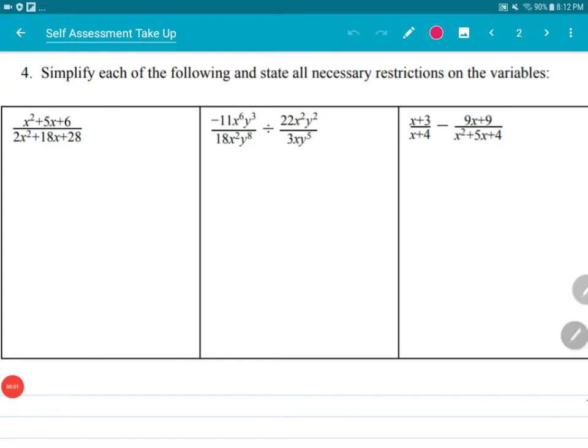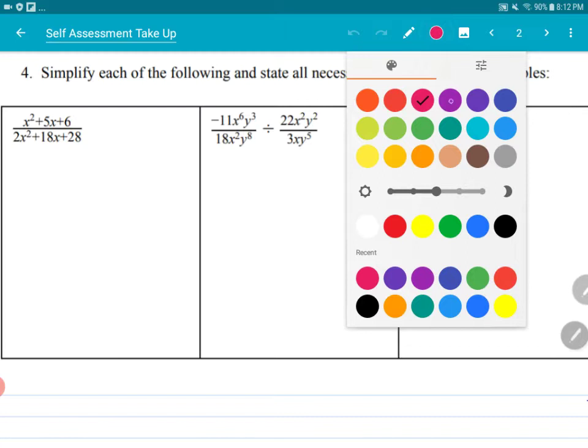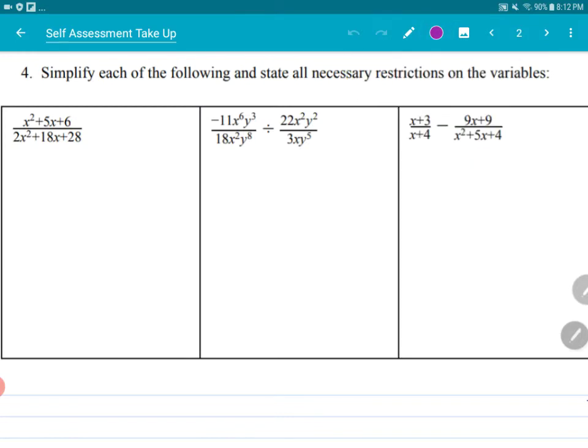Question 4. Simplify each of the following and state all necessary restrictions on the variables. So this is really just strictly algebra and practicing factoring skills. So remember that usually we look for factoring first. So starting with the one on the left here, factoring the top, we're looking for two numbers that add to 5 and multiply to 6. So right away we can put that as x plus 3, x plus 2.